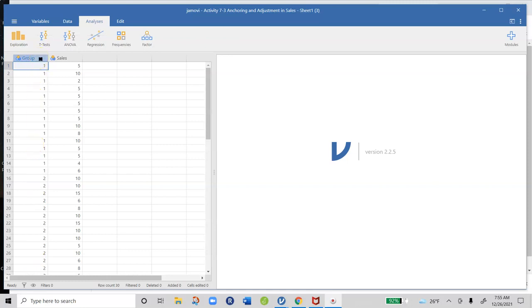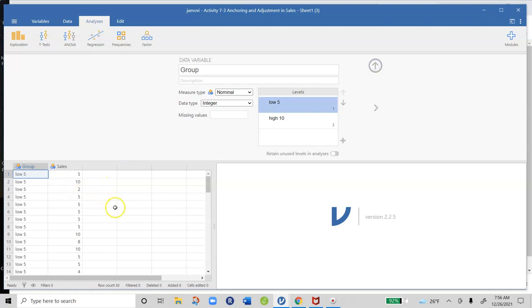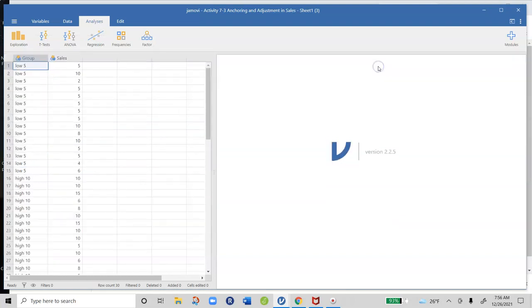Right now the data file is just set up as ones and twos. So let's turn those ones and twos into numbers or values that are going to make our output a little easier to interpret. So I'm going to click on groups here. I'm going to change it. Group 1 is going to be our low anchor group, and they were asked about it being 5 for $5, or the signs were 5 for $5. And our high anchor group were shown signs that said 10 for $10. Okay, so now our output will come out labeled like that rather than just ones and twos.